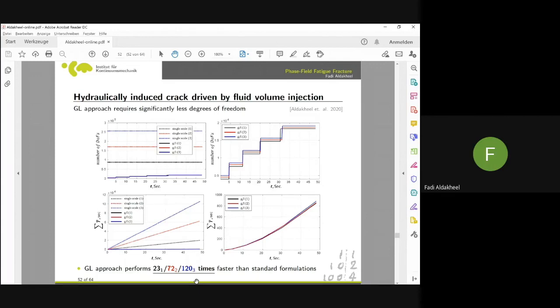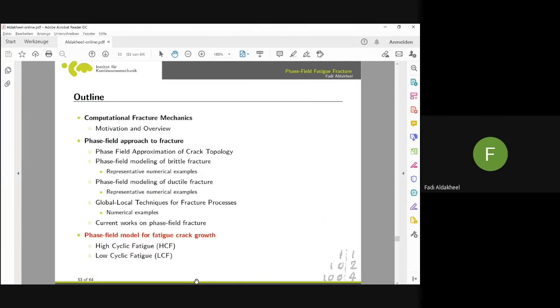Now I wanted to shift the topic to cyclic loading, right? Because I said phase field fatigue fracture. But I cannot just jump to the fatigue without explaining the full fracture. Because in fact, the fatigue is only a small thing to be changed and you are there, right? Before, we only applied a load till the final failure. Now you apply it cyclically. Before you had only one shot till the final fracture. Now you apply it cyclically till the final failure.